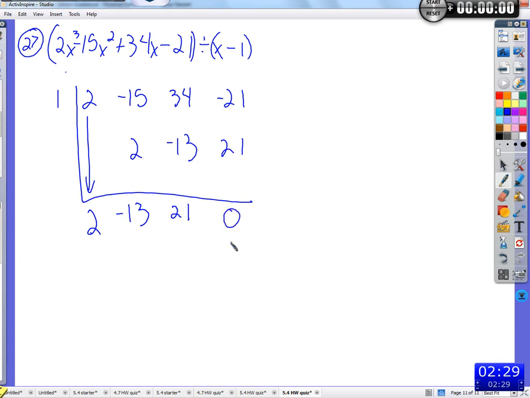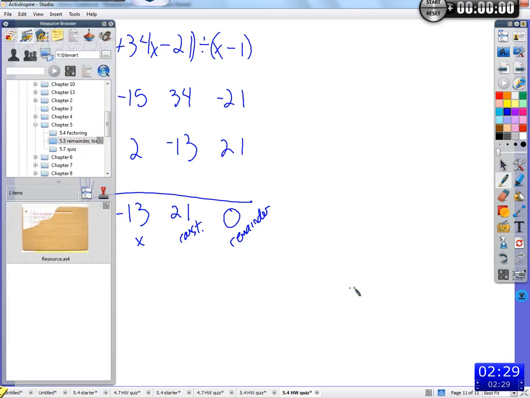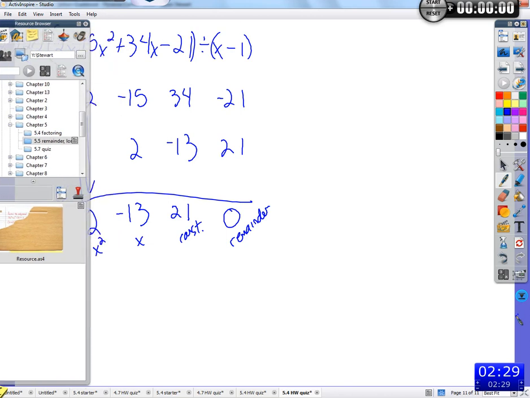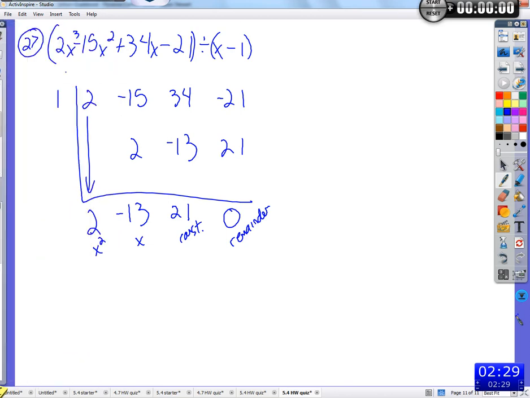Okay? So this is your remainder. This is your constant. This is your x term, your x squared term. If we had more terms working to the left, we had x cubed, x to the 4th, and so on. So when we divide this by this, what we get is 2x squared minus 13x plus 21.